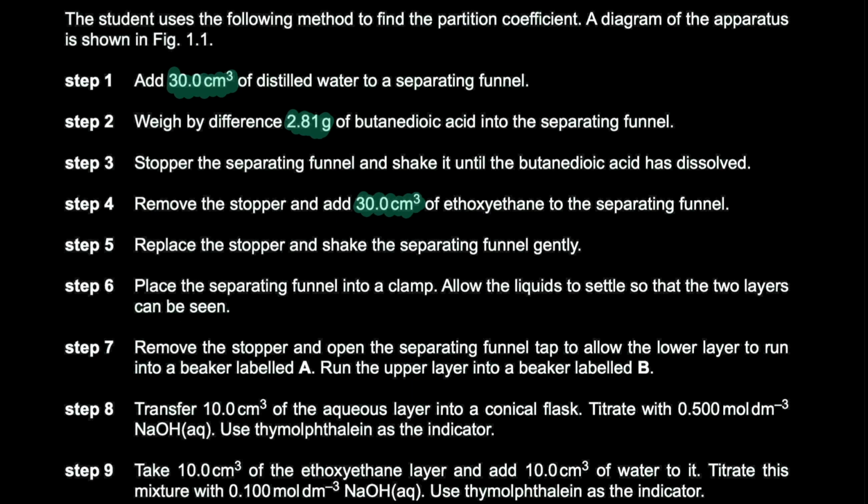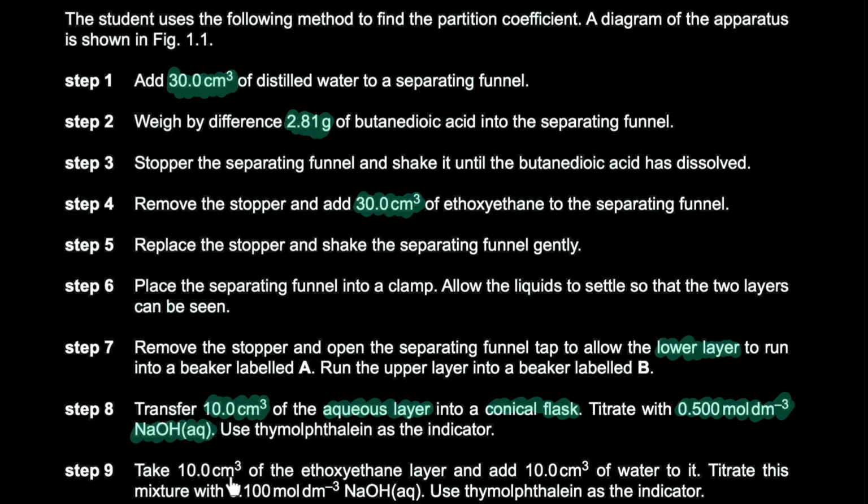Okay, so now what's happening is that the butane dioic acid, which is your solute, is separating into the two different layers. Your two different layers are ethoxyethane and water, right? So the solute is distributing itself between the two different solvents. Then we remove the stopper and open the separating funnel tap to allow the lower layer to run into a beaker labeled A, and we run the upper layer into a beaker labeled B. Then we transfer 10 cm³ of the aqueous layer into a conical flask, and we titrate with 0.5 mol per dm³ aqueous sodium hydroxide using thymolphthalein as an indicator.